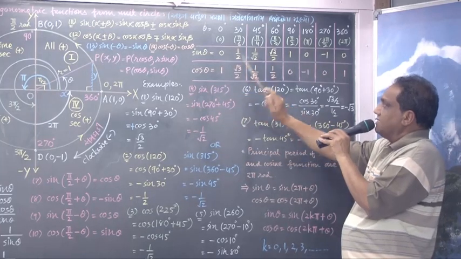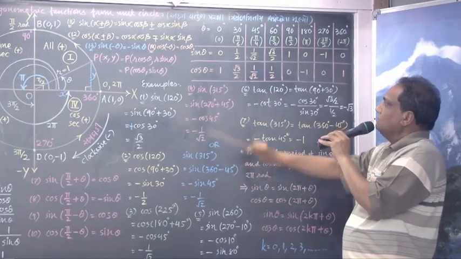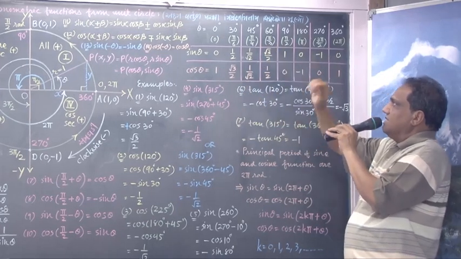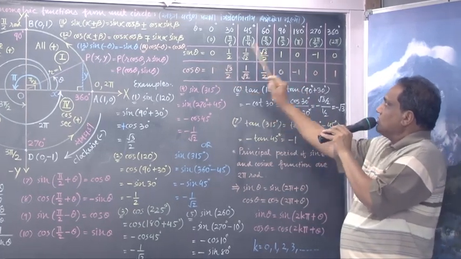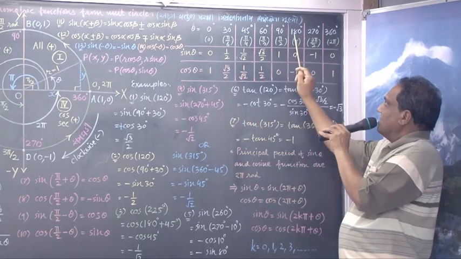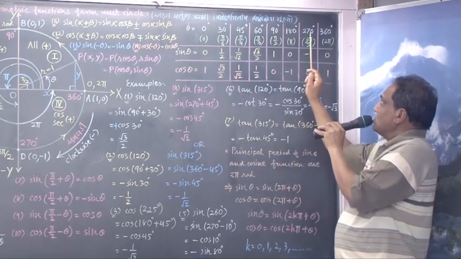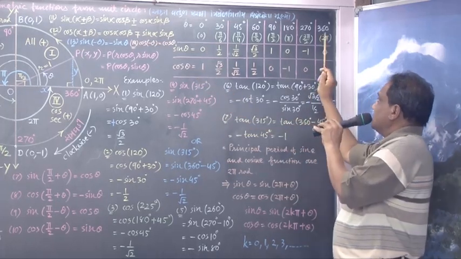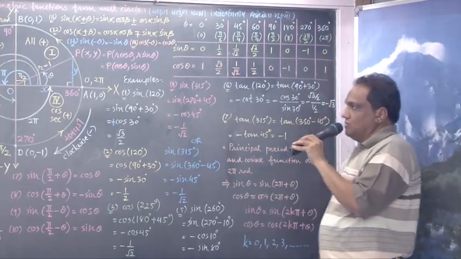Cos 0 is 1. Cos 30 degree is the same as sine 60 degrees, root 3 by 2. Cos 45 degrees is 1 by root 2. Cos 60 degrees is the same as sine 30 degrees, 1 by 2. Cos 90 is 0. Cos 180 degree is minus 1. Cos 270 degree is 0. And cos 360 degree is 1. I'm showing you how.